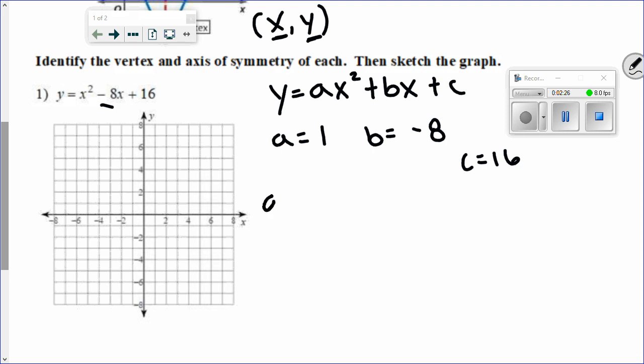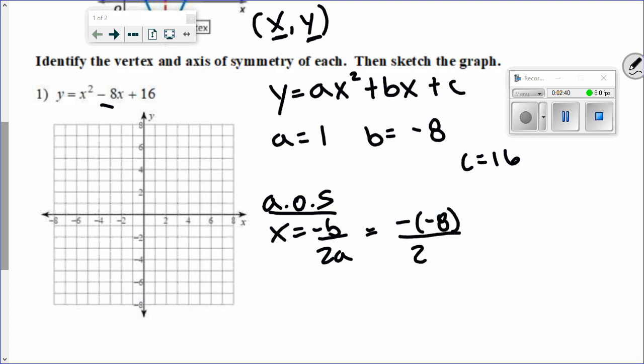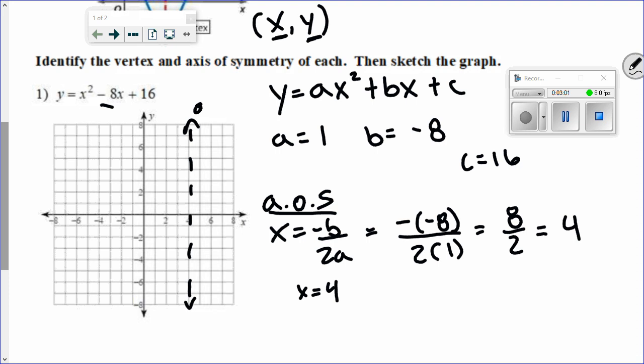To find the axis of symmetry, that's x equals negative b over 2a. In this problem, negative b is negative negative 8, over 2 times a, which is 1. So this is 8 over 2, which is 4. The axis of symmetry is x equals 4. Again, that's that vertical line that goes through our parabola. So we come over here to x equals 4, we draw our axis of symmetry, and label it over here.